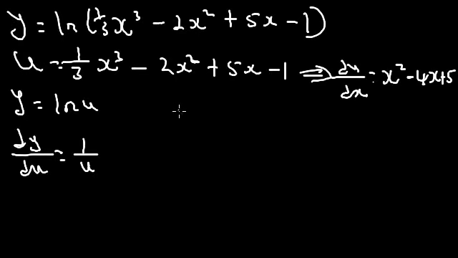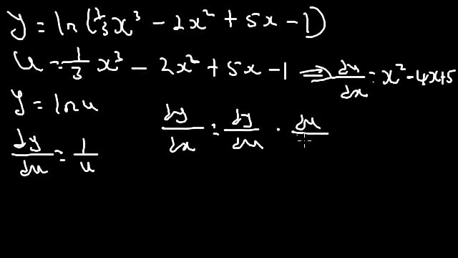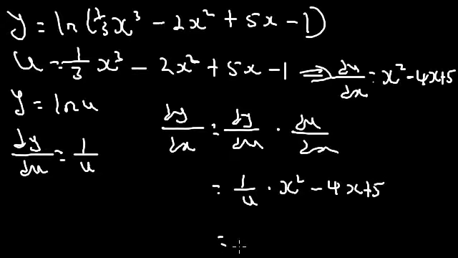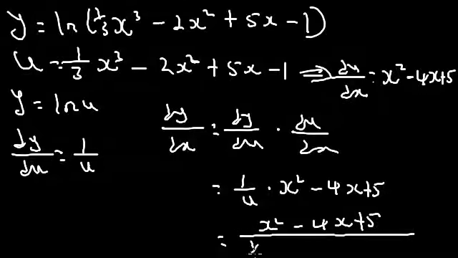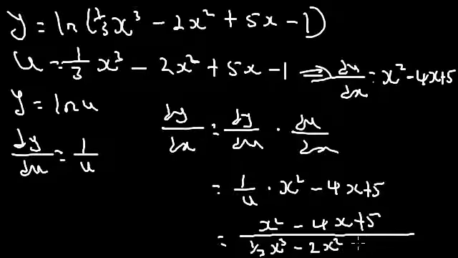So now, getting dy/dx will be the product of dy/du and du/dx, and therefore we got 1 over u times x squared minus 4x plus 5. If we replace back, we have x squared minus 4x plus 5 divided by 1/3 x cubed minus 2x squared plus 5x minus 1. So that's our result to example number 2.